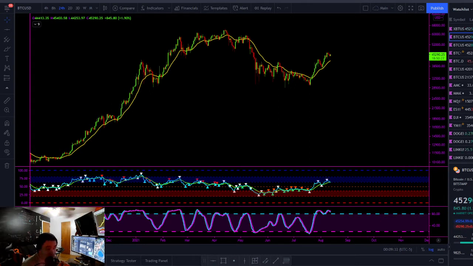I'm basically going to start from scratch. I'm going to tell you what the moving average strategy is, how to implement it, how to use horizontal support and resistance with this strategy, how to use RSI with this strategy, and how to use stochastics with this strategy.